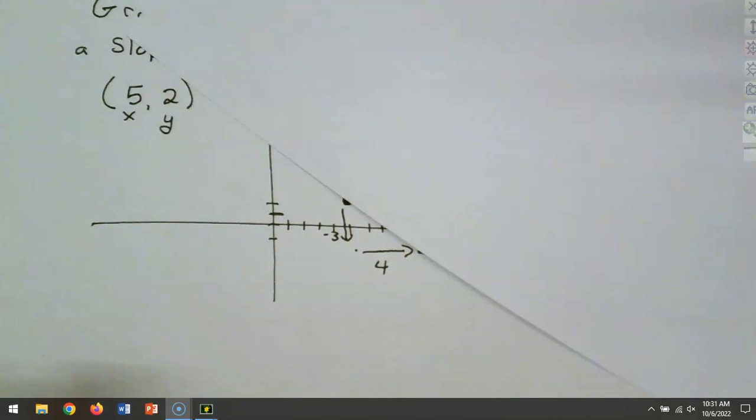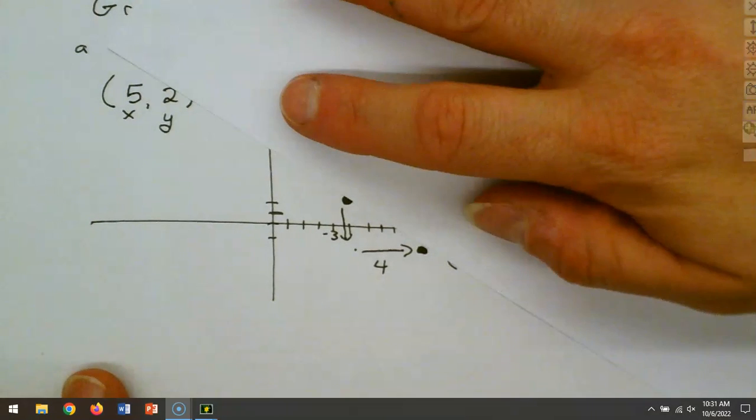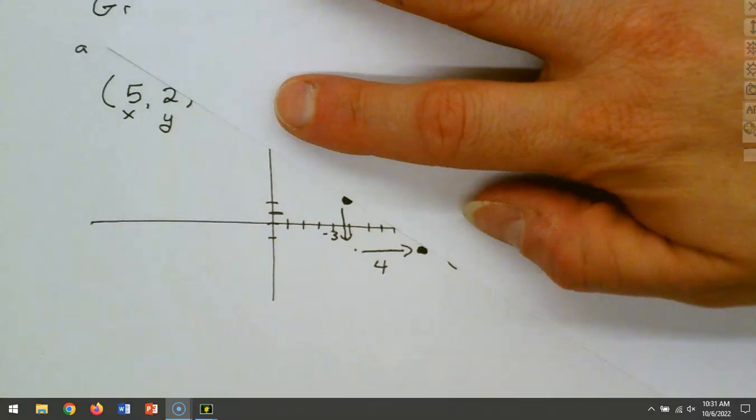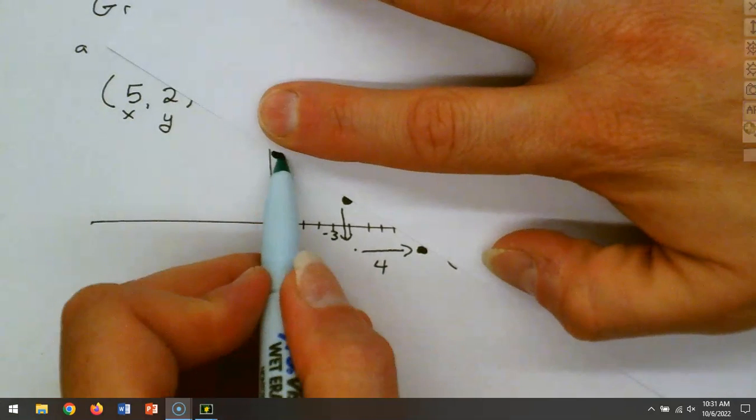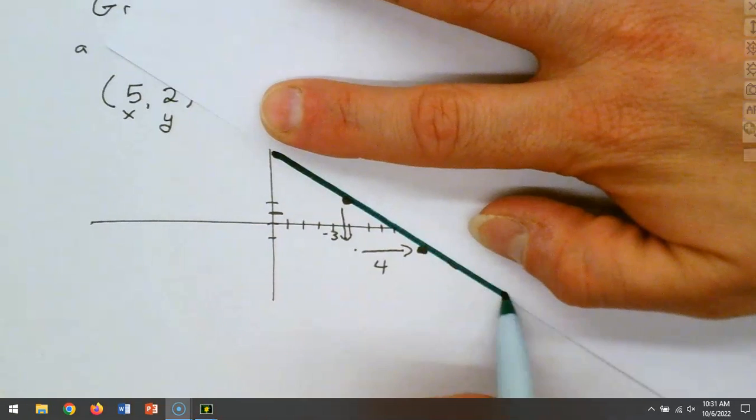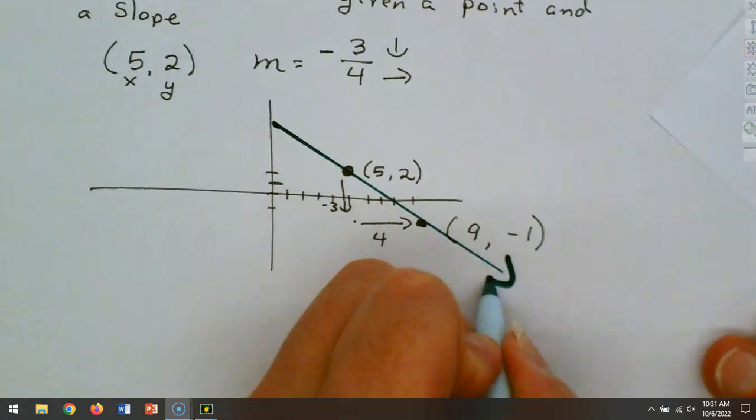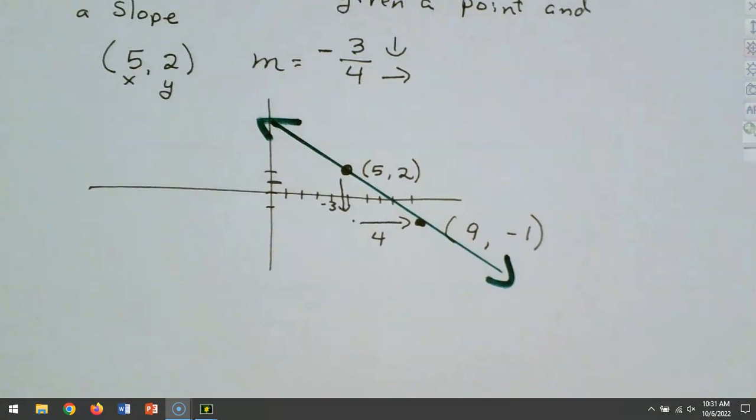You just plot your point. Use your slope to move from there. So easy enough on that part.